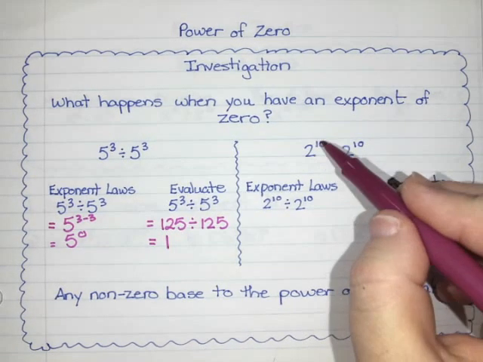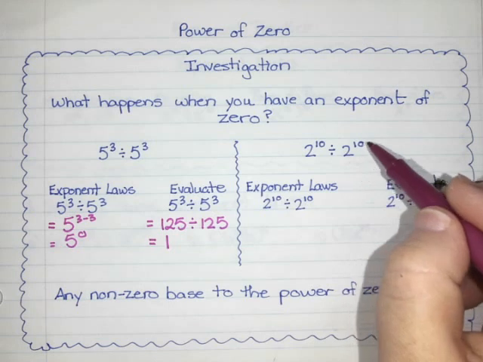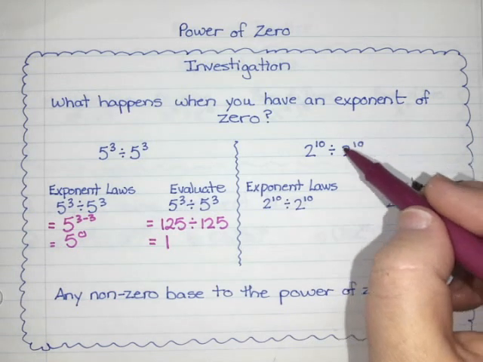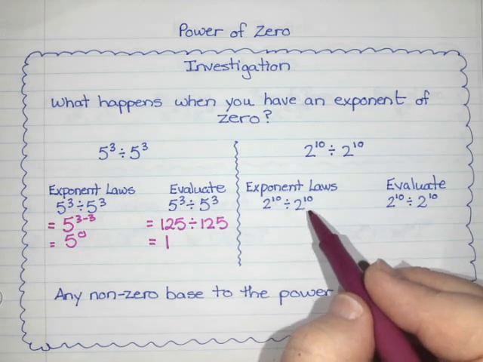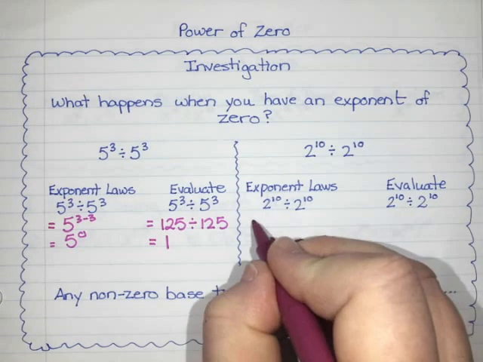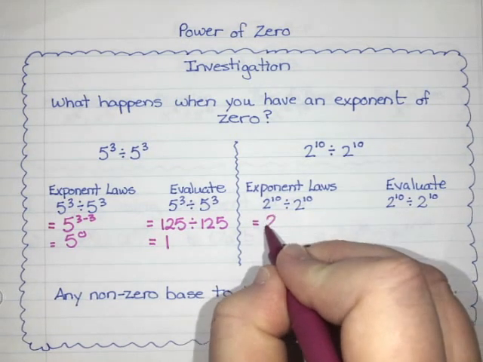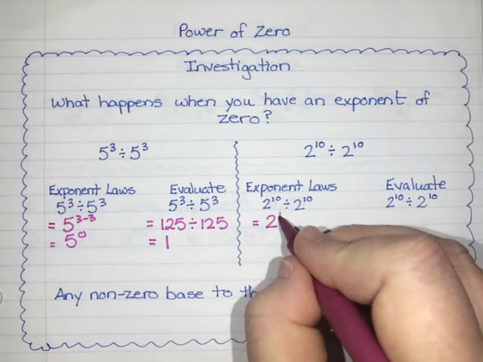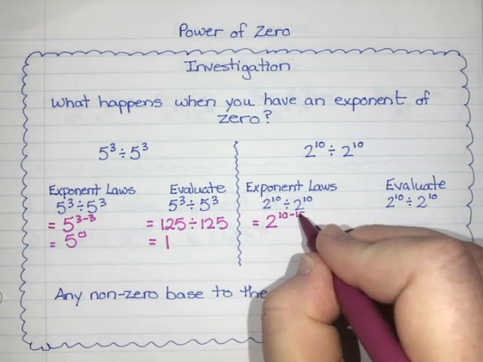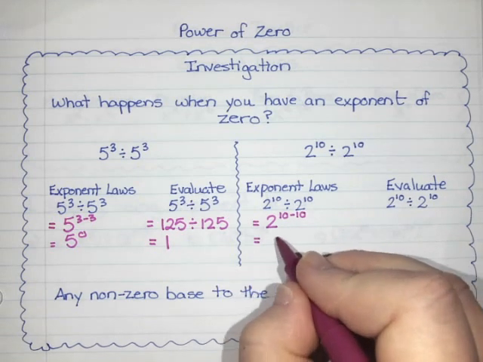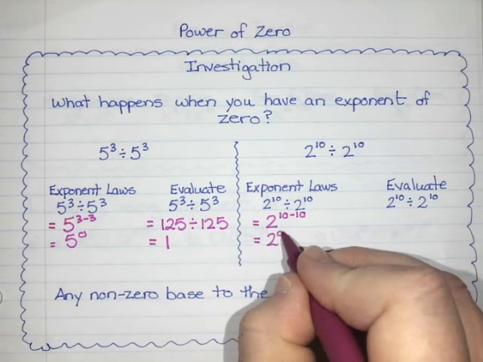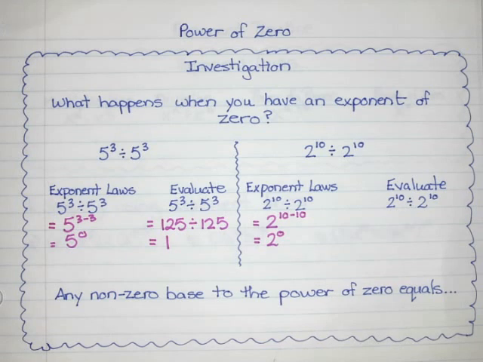So I have 2 to the power of 10 divided by 2 to the power of 10. Once again, no exponent of 0 in sight. So I'm going to try it with exponent laws first. They have the same base, so we leave the base the same and subtract our exponents. So this is going to be 2 to the power of 10 minus 10. 10 minus 10 is 0. So there's that power of 0. We get 2 to the power of 0.